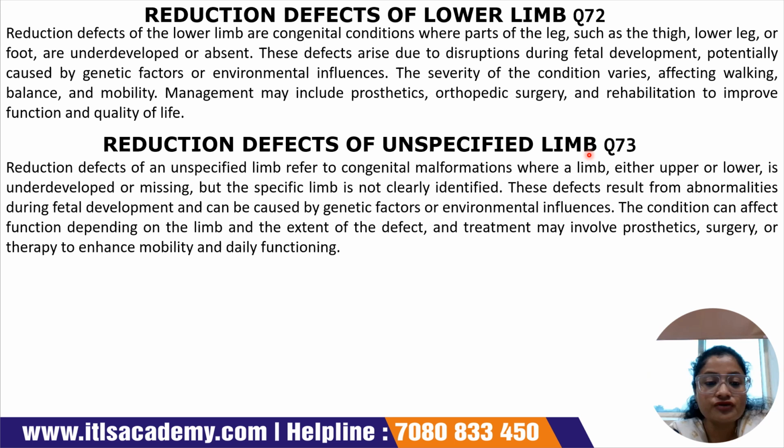Next we have Q73, which corresponds to reduction defects of unspecified limb. So it again refers to congenital malformations where a limb, either upper or lower, is underdeveloped or missing, but the specific limb is not clearly identified. These defects result from abnormalities during fetal development and can be caused by genetic factors or environmental influences. The condition can affect function depending on the limb and extent of the defect, and treatment may involve prosthetics, surgery, or therapy to enhance mobility and daily functioning.